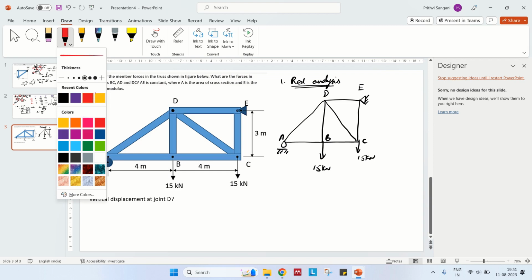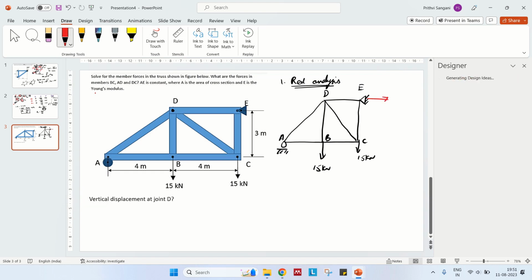So at support E, sorry, it is not the vertical reaction. We can find the horizontal reaction at support. What is the horizontal reaction at support? You don't have any external horizontal forces in this, so the horizontal reaction at this support is 0. Right. Now, what is the other one? We have a vertical reaction at A and a vertical reaction at E.